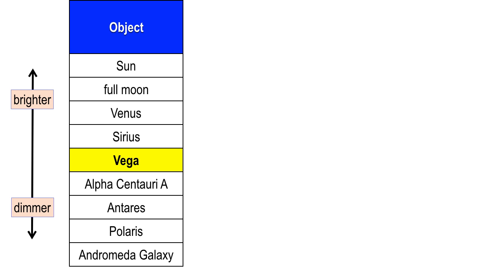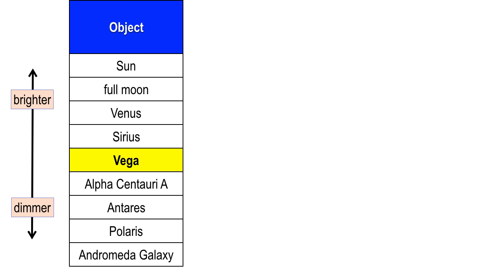Okay, so remember, brighter is toward the top. So with low magnitude numbers, the Sun is negative 27. That's going to be towards the top. And then down here, we're going to have some dimmer stuff. The Andromeda Galaxy is pretty dim. There's the nucleus of it anyways, but you can make it out.